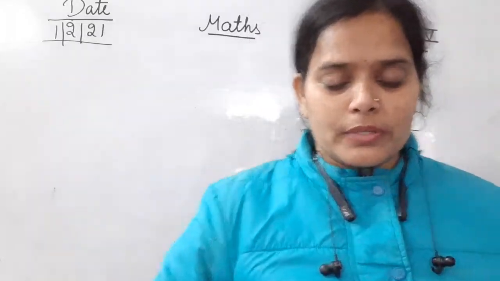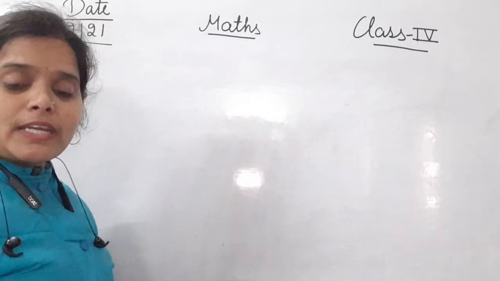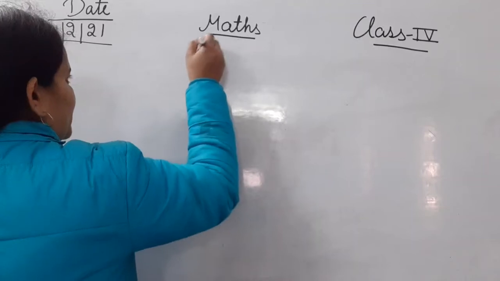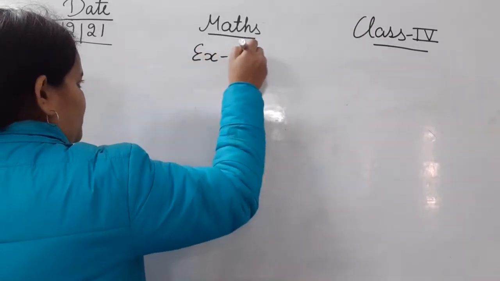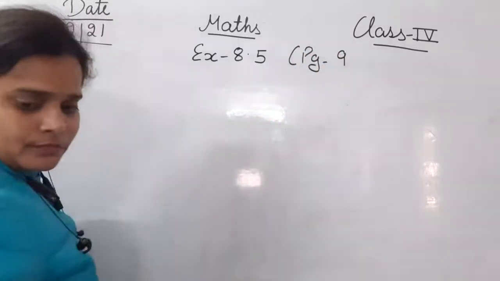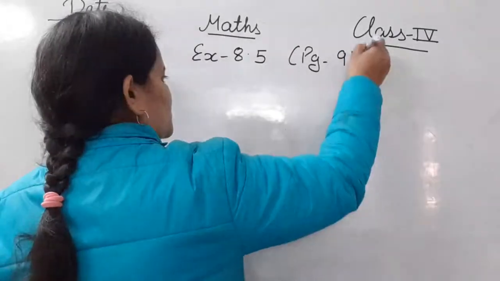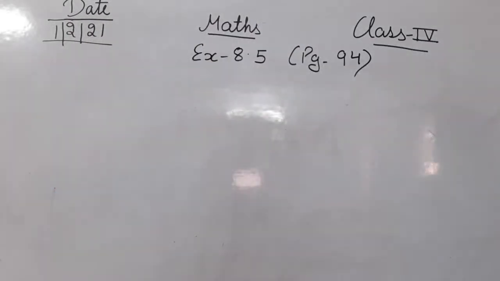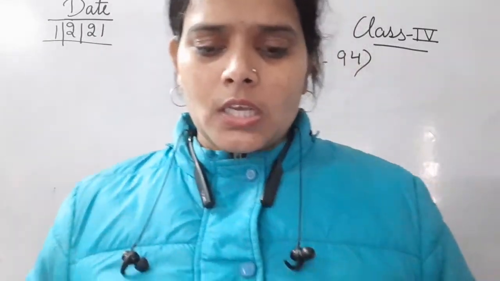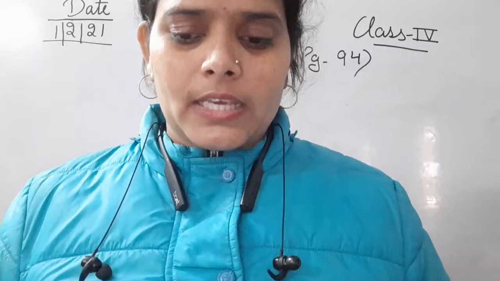Okay, so all of you open your books at page number 94, that is exercise 8.5. Just open your books at this page number 94. Open fast, class. Chaliye, next.